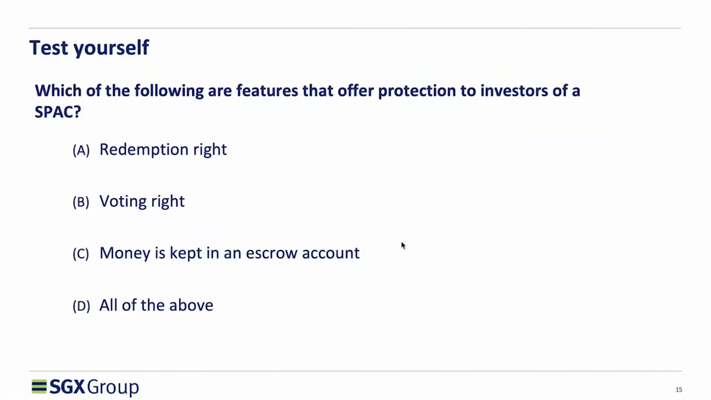Okay, so we have actually gone through some of the basics of SPACs. Before we go on further, we'll just do a little bit of a test, just to make sure that we understand what has been discussed over the past few slides. So the question is, which of the following are features that offer protection to investors of a SPAC? A, redemption right. B, voting right. C, money is kept in an escrow account. And D, all of the above.